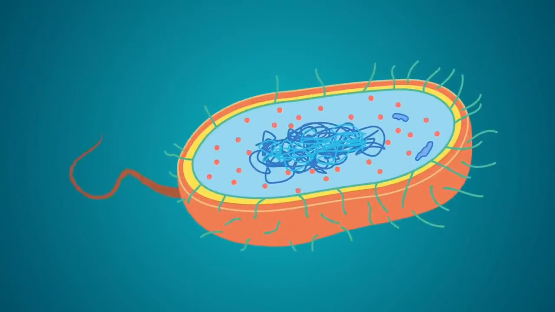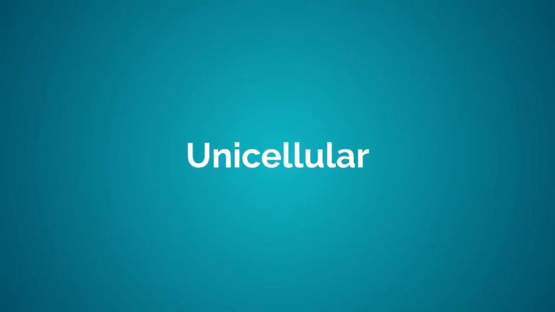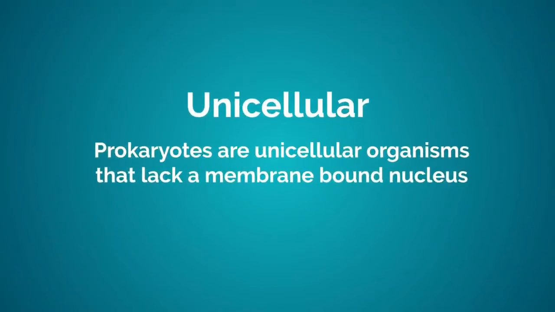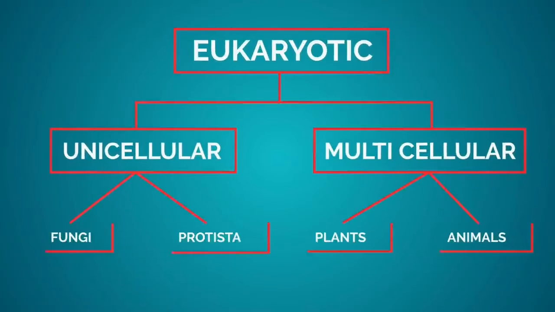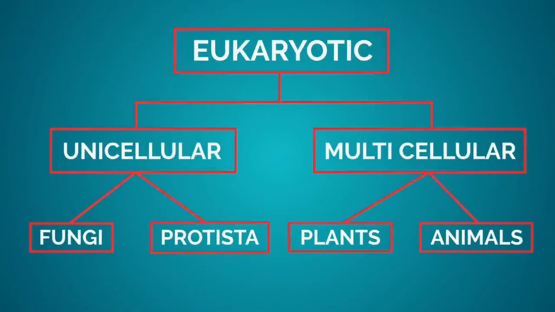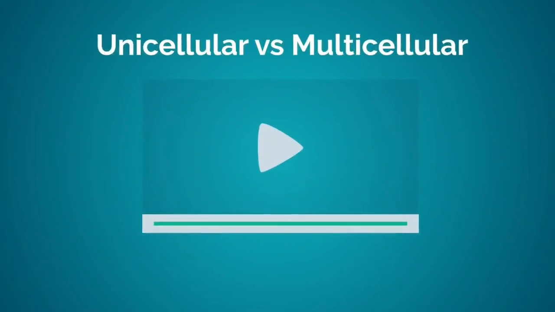So we know that prokaryotes don't have a nucleus and lack most other organelles. Our final thing to discover is that all prokaryotes are unicellular. They are defined as unicellular organisms that lack a membrane-bound nucleus. Eukaryotes can be either uni or multicellular. We looked at the differences between unicellular and multicellular in this video.